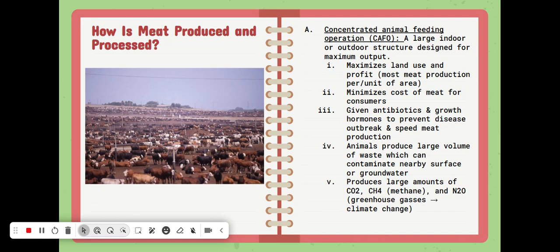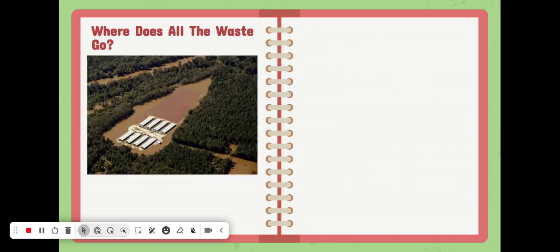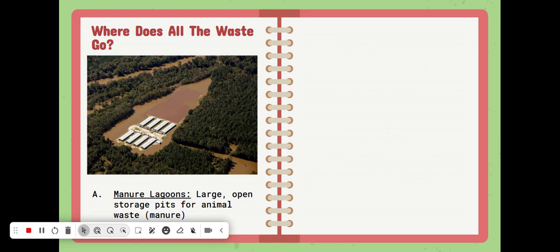Also, they're going to produce large amounts of greenhouse gases. Carbon dioxide, and cow farts technically produce things like methane, CH4, and it can also produce N2O, or nitrous oxide. So as I mentioned, where are you going to put all the waste from all of these animals living in this concentrated area? Well, oftentimes they have what's called a manure lagoon. This is a large, usually open storage pit where that animal waste or manure is going to be stored.